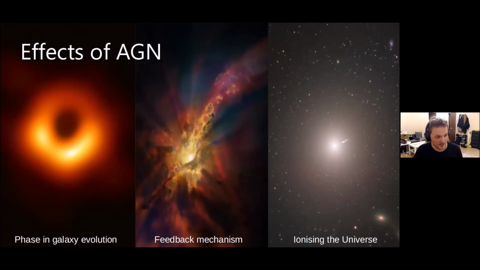Another thing is that they are believed to have been somewhat important in ionizing the universe. There was a time where the universe consisted of a lot of neutral hydrogen. Today, all the hydrogen between galaxies is ionized to some degree at least, and this energy output from the AGNs and quasars is believed to be one of the contributors to this ionization of the universe.